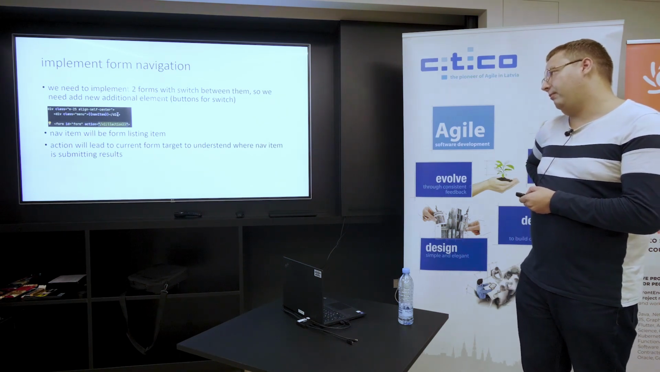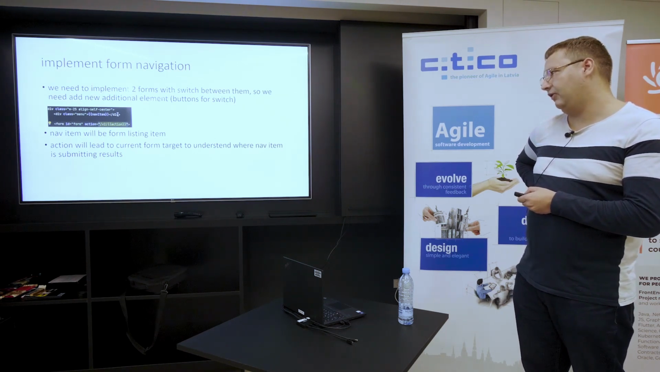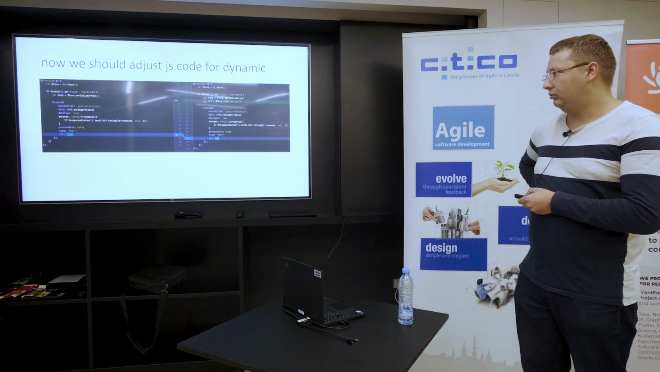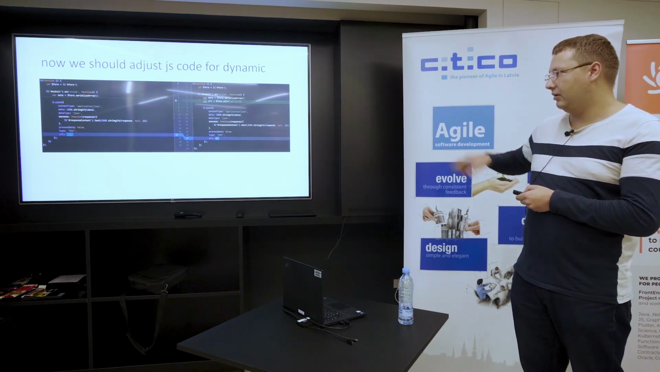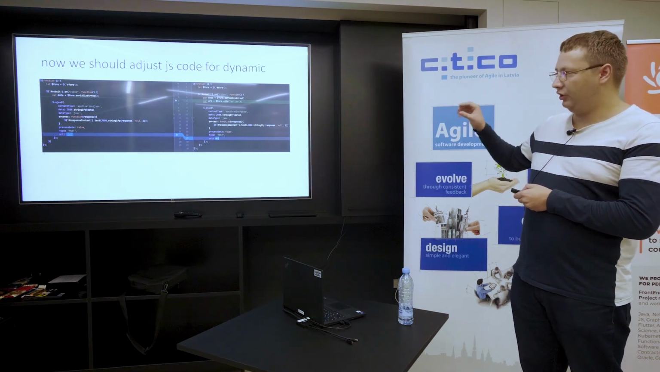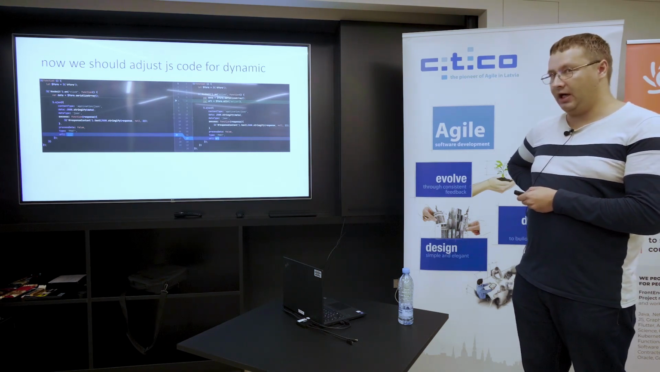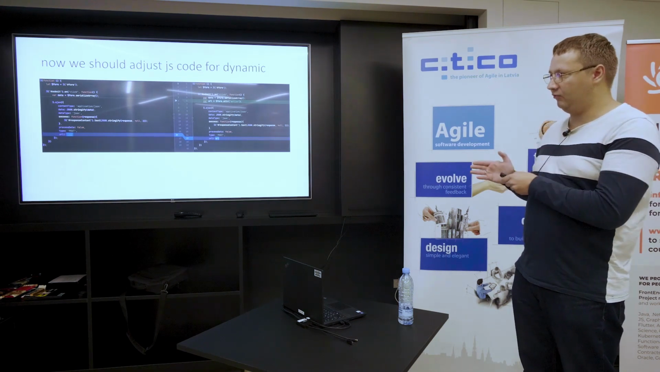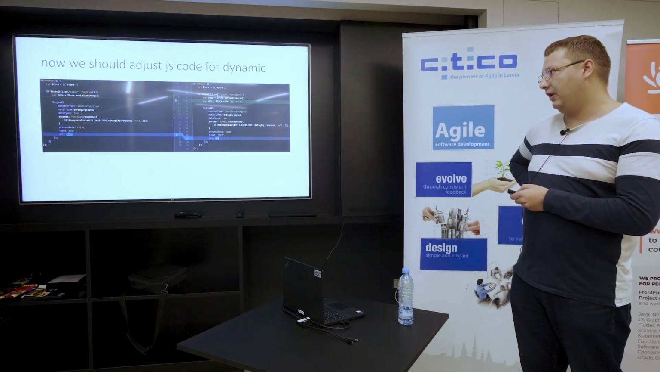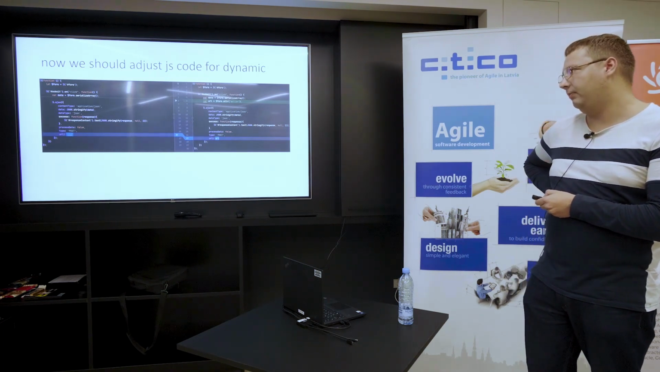As nav item will be from listing item, action will lead to the current form, and target is to understand where the nav item's submitted results go. Next we will adapt our JavaScript code. We take the action from the attribute, let's say form action, and push it into the URL instead of a static one. So this is the first dynamic element we add. We will use a URL parameter to explain which form we will choose, and we will just push it from the existing form action attribute.